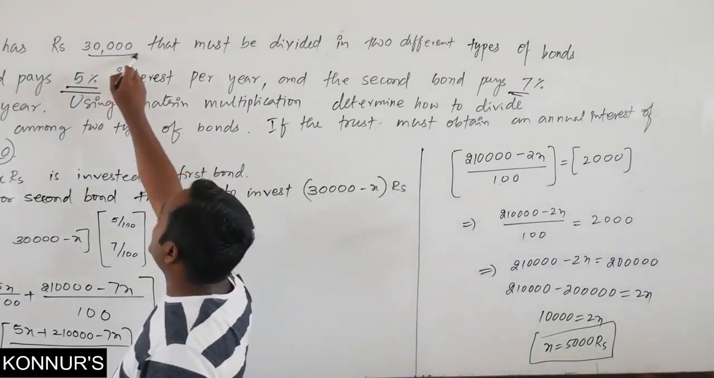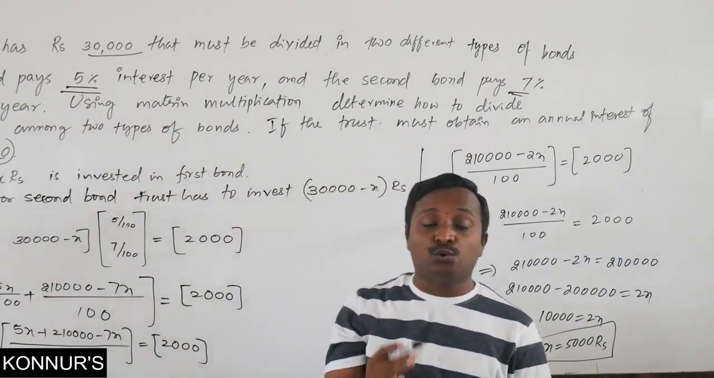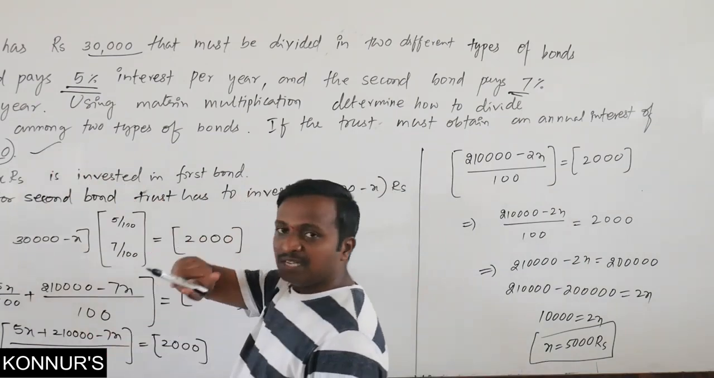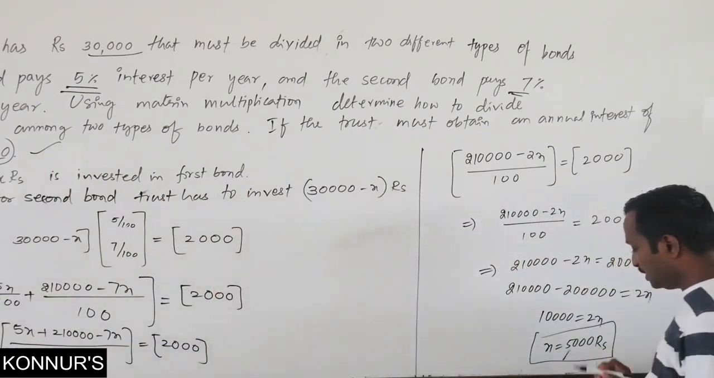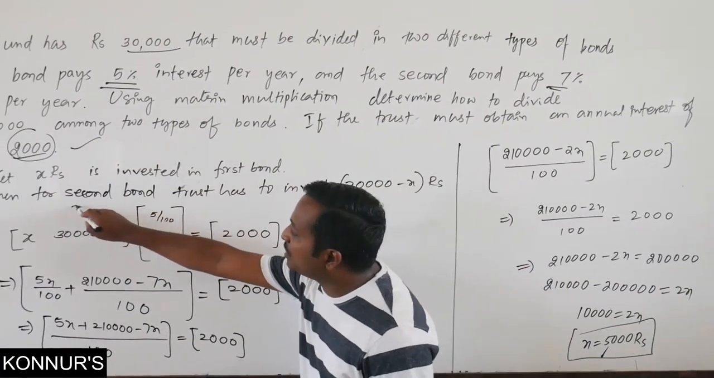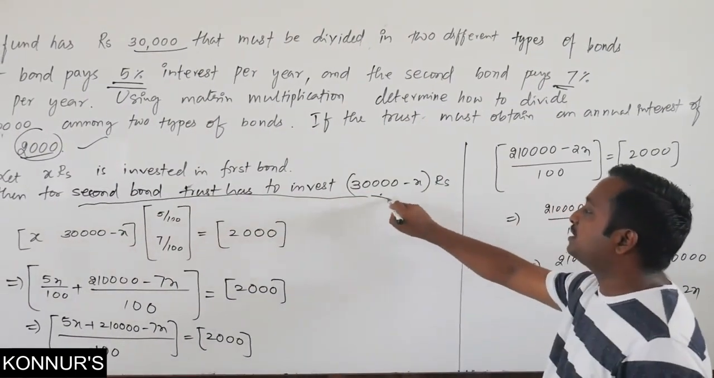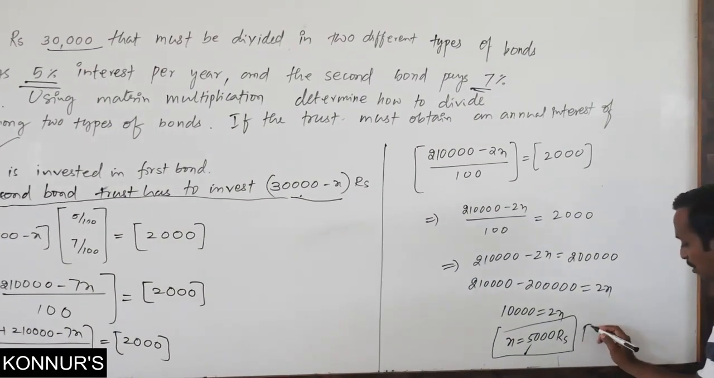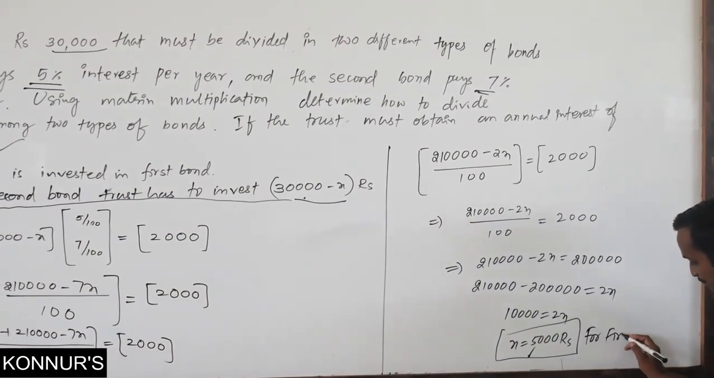A trust fund has 30,000 rupees to get the interest of 2,000. It means for the first bond, if I keep 5,000, what about the second bond? For the second bond, the trust must obtain 30,000 minus x. That is, for the first bond, this much amount.